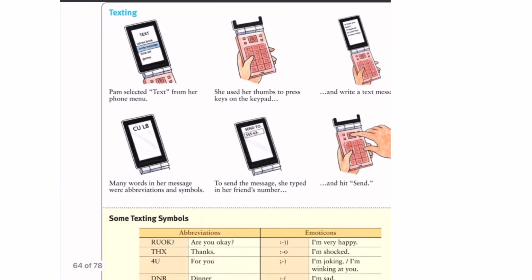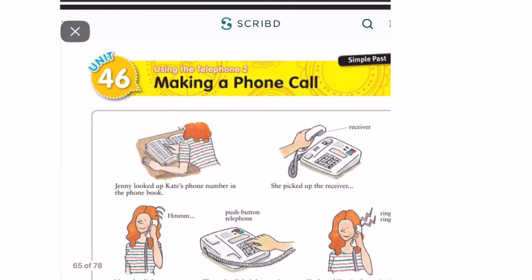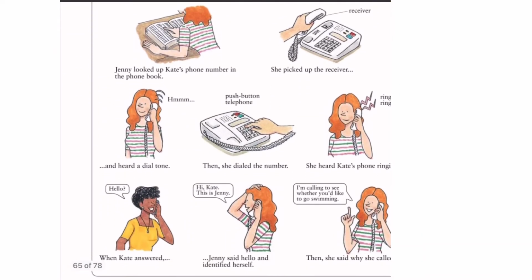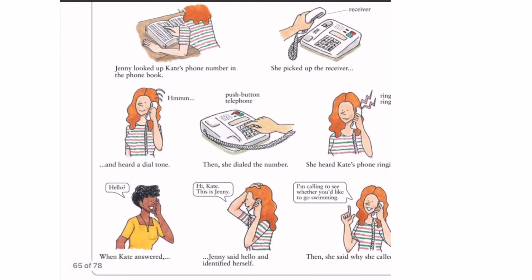Unit 46. Using the telephone 2. Making a phone call. Jenny looked up Kate's phone number in the phone book. She picked up the receiver and heard a dial tone. Then she dialed the number. She heard Kate's phone ringing.